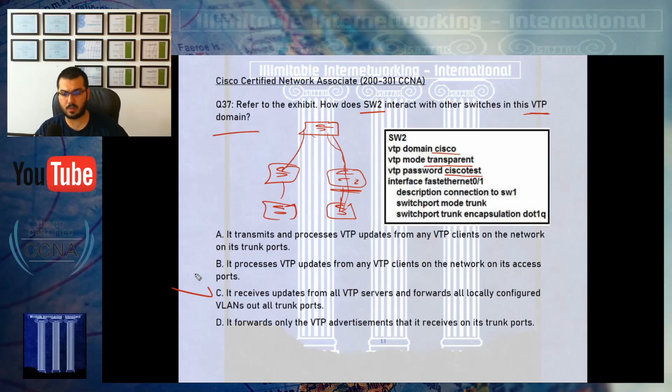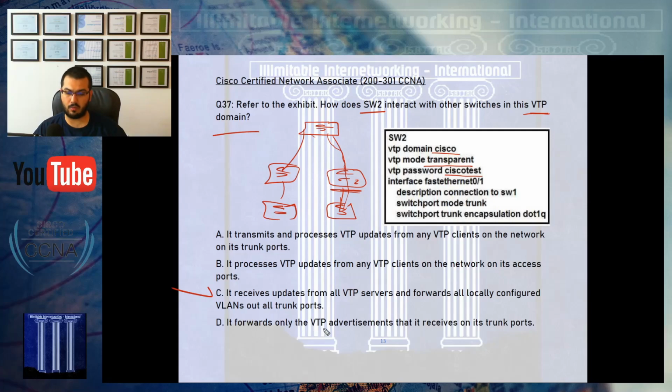C says that it receives the updates from servers and forwards them locally. Yeah, because you will not assign a specific interface for VTP. VTP will be globally configured. It will not be under an interface. I will go with C, and I'm sure about that.